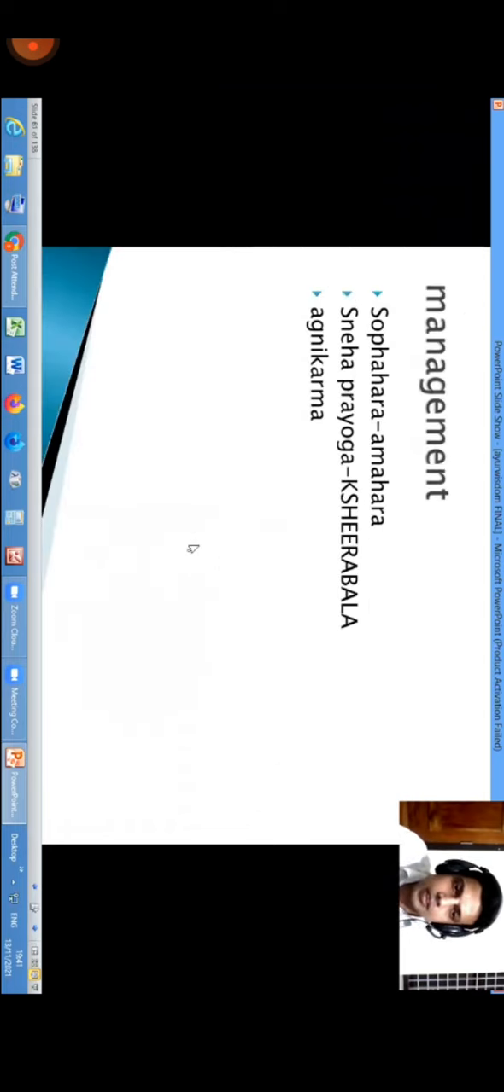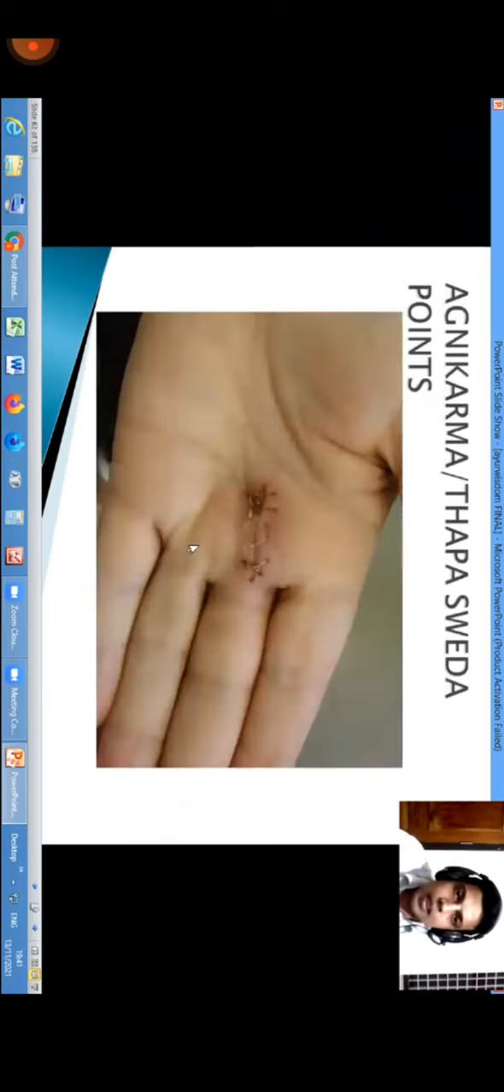And management is Shophahara treatment, Sneha prayoga, Sira vyadha form useful in trigger finger, and Agnikarma is very useful. We can do Agnikarma or Tapa sweda. This is not an Agnikarma picture. This is a picture after surgery for trigger finger. But the importance of this point is that we can do Tapa sweda or Agnikarma here.